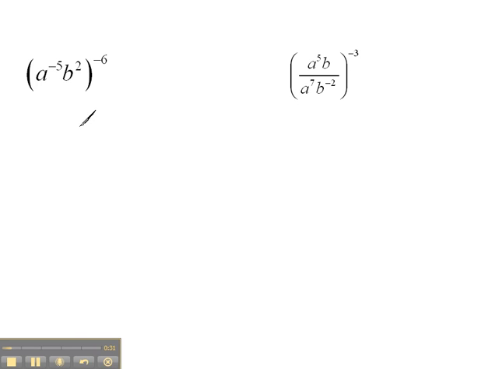Now we can do this without having to do 1,000 different steps once we're really comfortable with it. We can say a to the negative 5 raised to the negative 6, power to power, we would multiply, so this would be a to the 30th power. And b squared to the negative 6, power to power, again we would multiply, so that would be b to the negative 12th power.